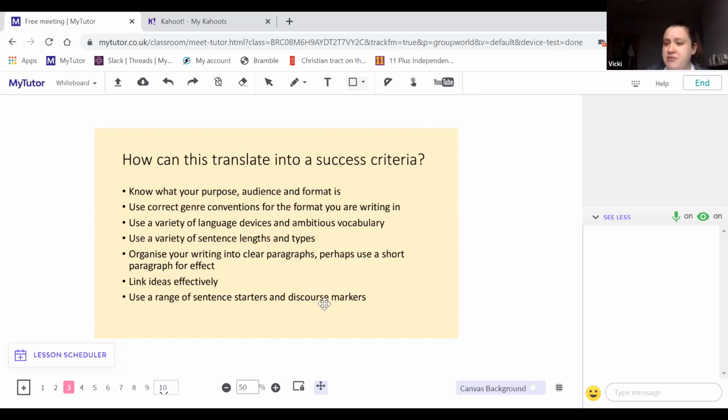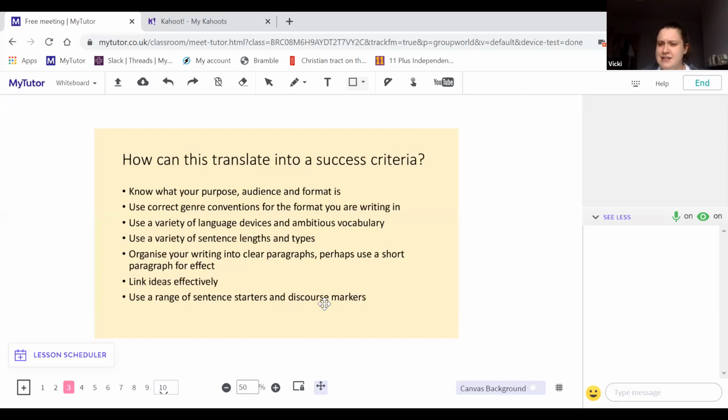And ambitious vocabulary. A really nice thing for you guys to do in terms of revising is spending a little bit of time on a thesaurus and creating some ambitious vocab word banks for your fiction and your non-fiction. So you've got maybe 5 words in your back pocket and see if you can get them in.